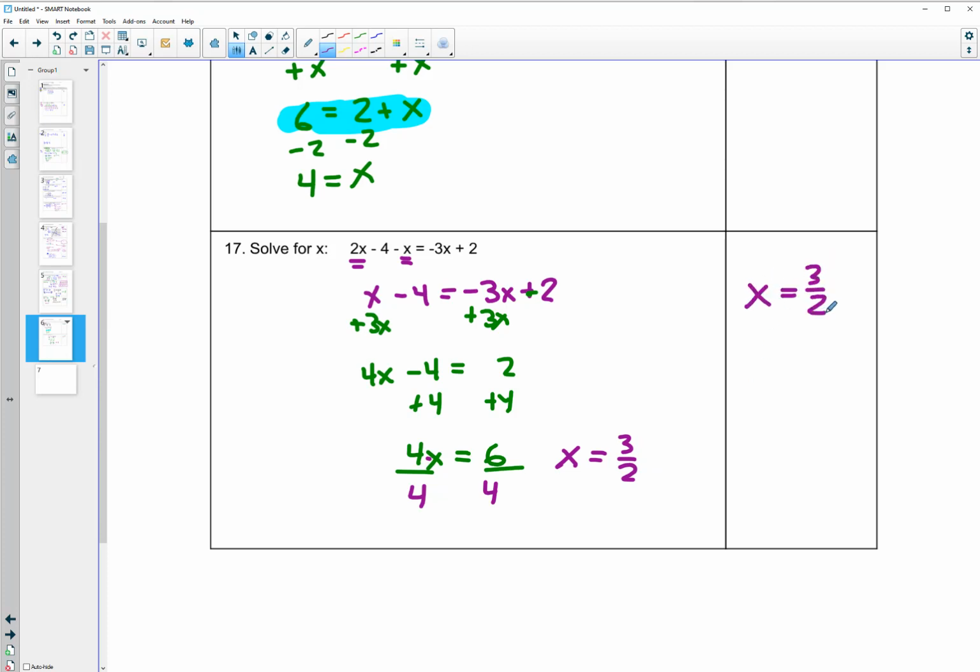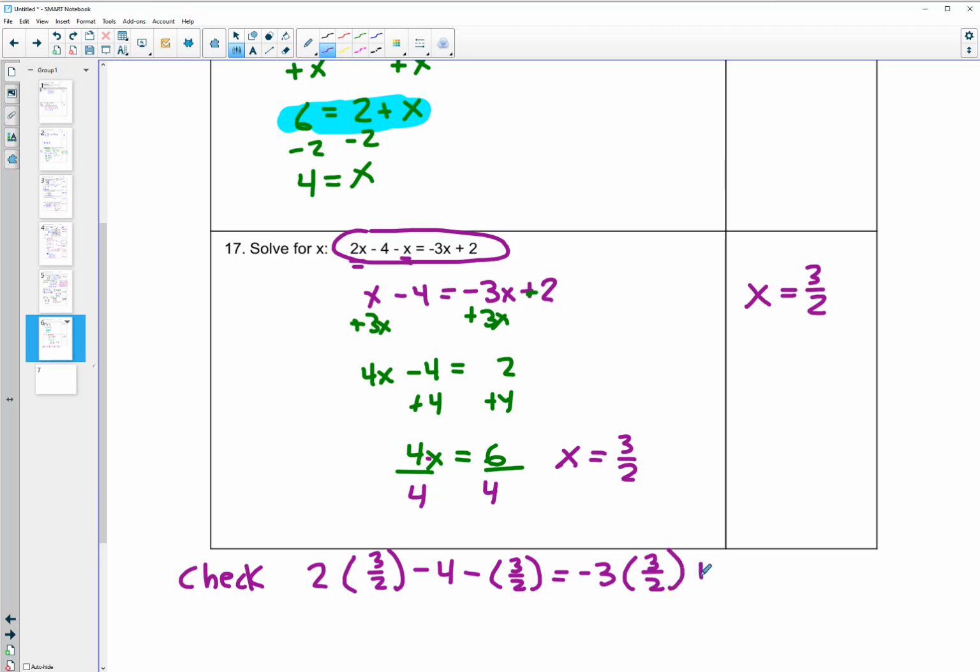Not too tough to check. You can plug 3 over 2 back in here, right? So here's my check. And I love to do checks. We just don't have a lot of time on the video. I'd love you to do them, though. Right, see what I'm doing? I'm just copying down this equation here, but I'm replacing every x with my answer to see if it works, right? Minus parentheses 3 over 2 equals negative 3 times 3 over 2 plus 2.